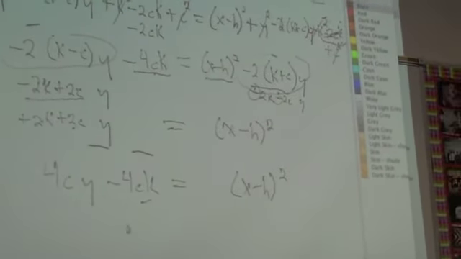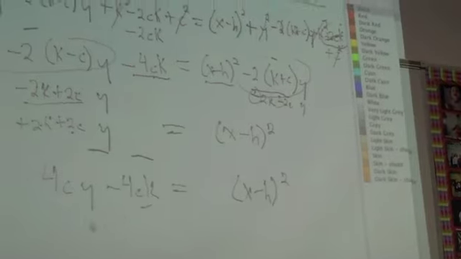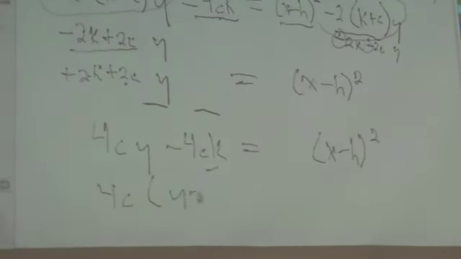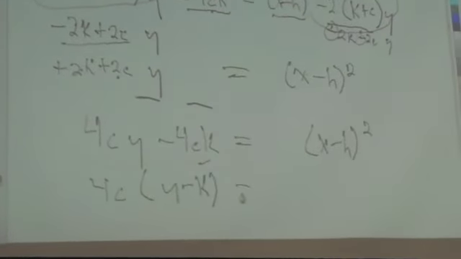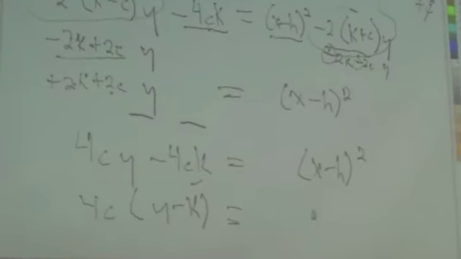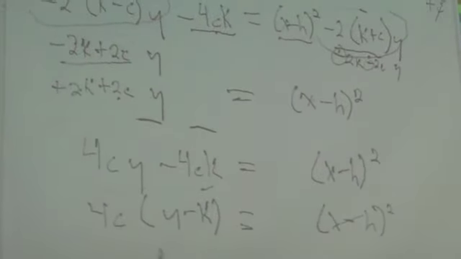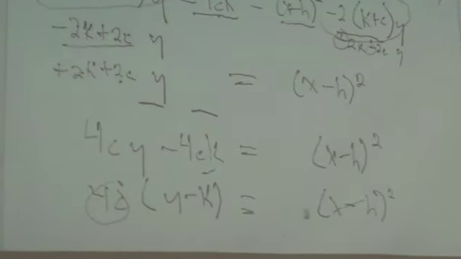Something look the same in both? 4c, that's called the common factor. I'm going to take 4c out front, we'll be left with a y minus k. And over here I'm going to have an x minus h quantity squared.